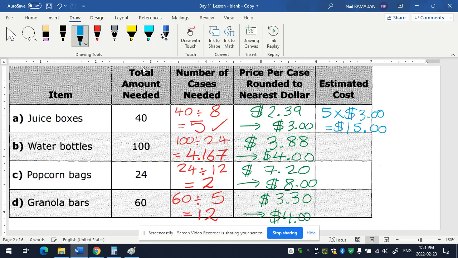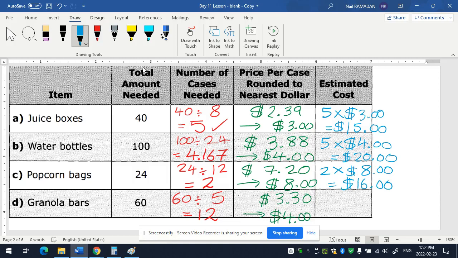All right, next. We're going to multiply. Are you going to get 4.167 cases or a full 5? Did we say full 5? So 5 times $4 per case, which is $20 for the water bottles. Keep going. 2 cases exactly for the popcorn, times $8.00. That's $16 for the 2 cases.